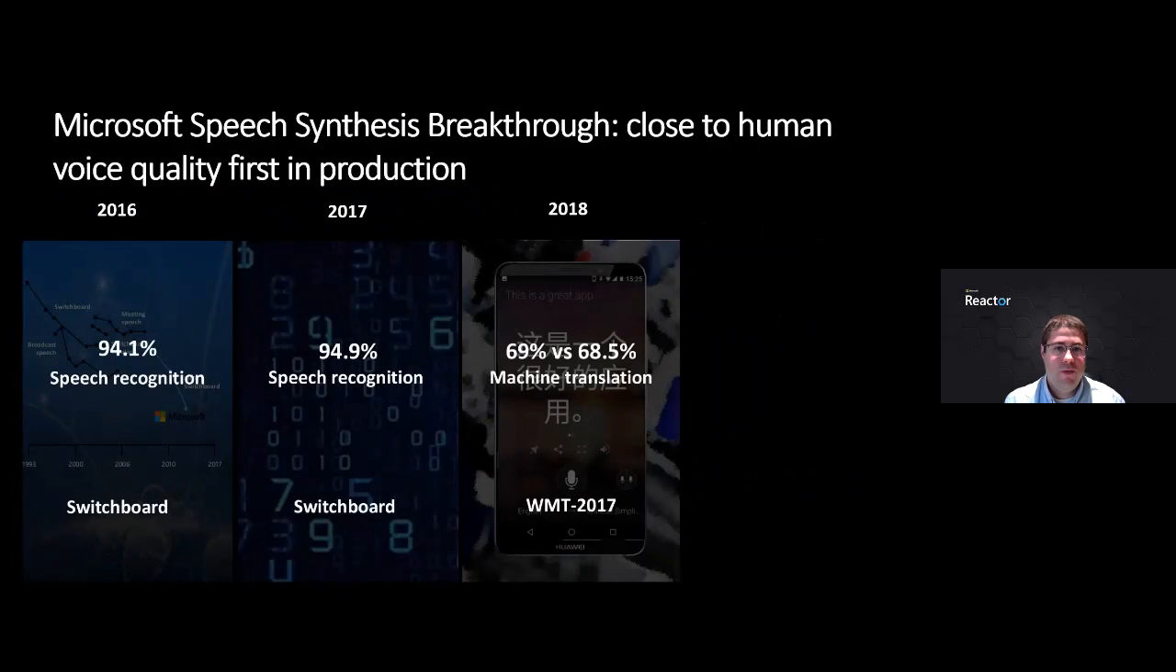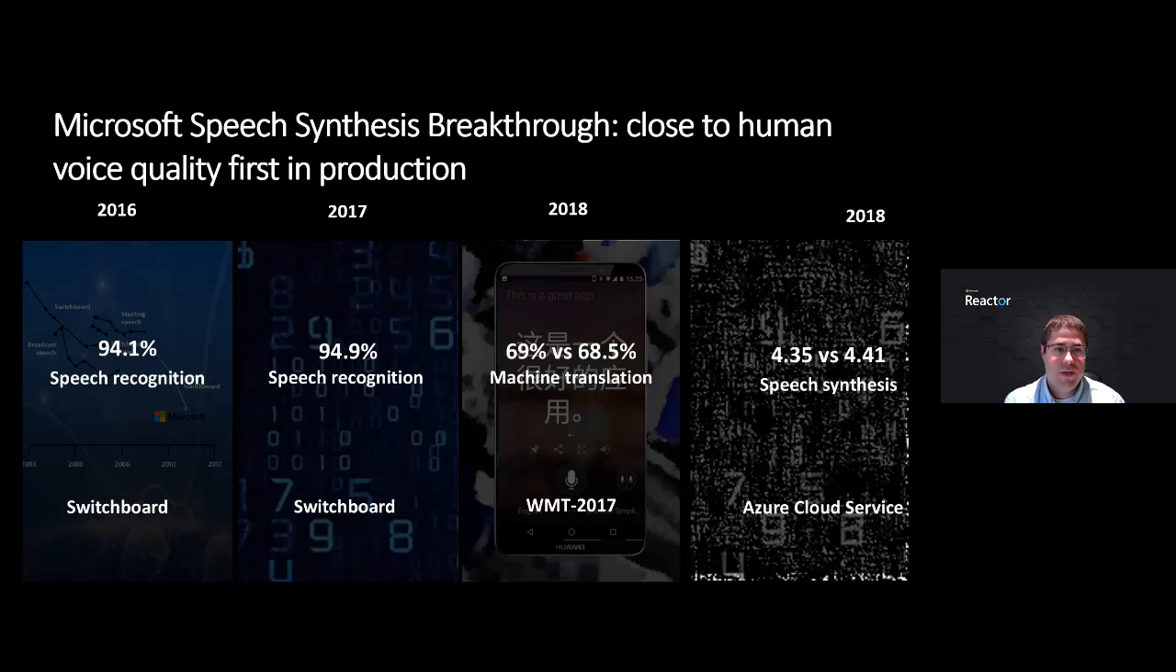From breakthroughs about how close we are to humans, that's very, very interesting, because in 2016 there was the Switchboard conversational speech, where we got 90.1%, and then in 2017 a little bit higher, and then 2018 it was around machine translation, and then 2018 was speech synthesis. So this is how good it is compared to humans.